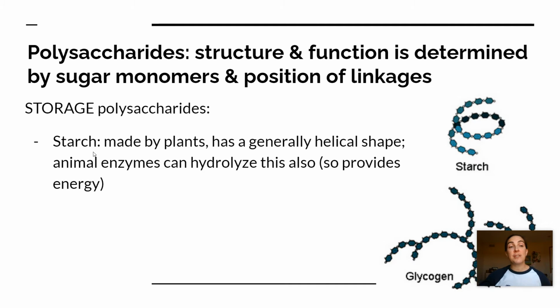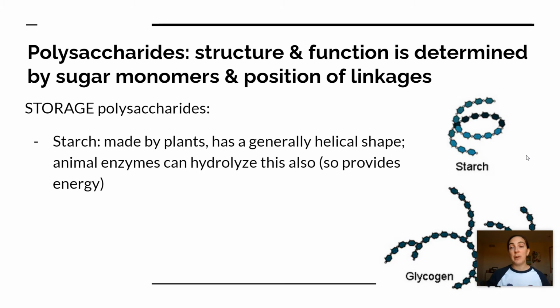So starch is a storage polysaccharide that's made by plants. It generally has this helical kind of spiral shape. Animal enzymes, so like we, can hydrolyze this polysaccharide. So we do have enzymes that can add the water back in. Remember, hydrolysis is the opposite of that dehydration reaction.